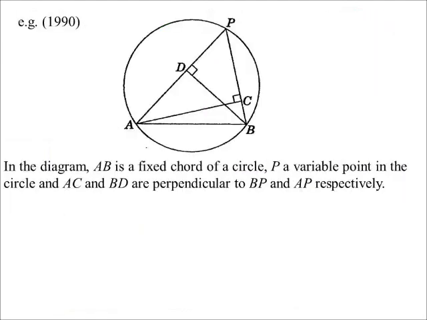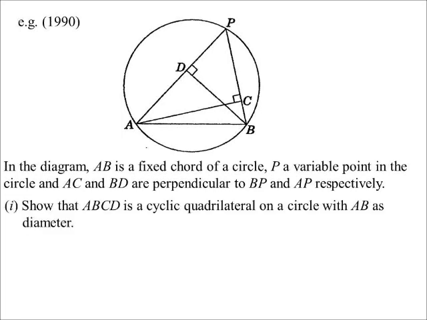All right, let's have a look at some questions. Quite an old one now, but it's a nice question. Diagram. AB is a fixed chord. P is moving along our circle, along the circumference there. And AC and AD are perpendicular to BP and AP.